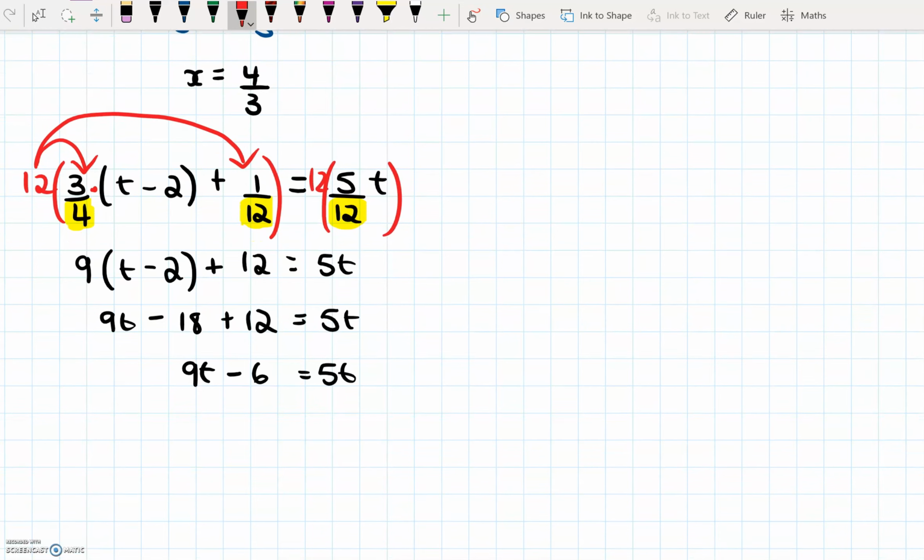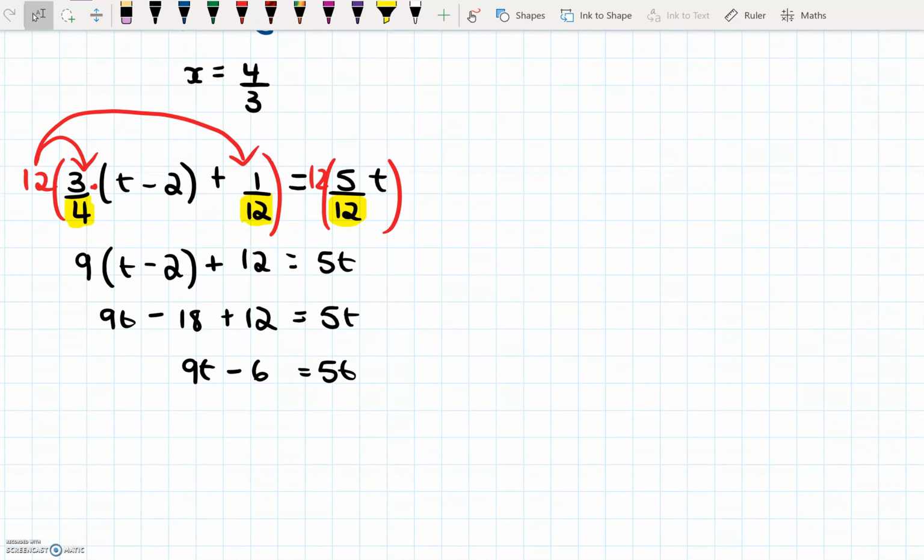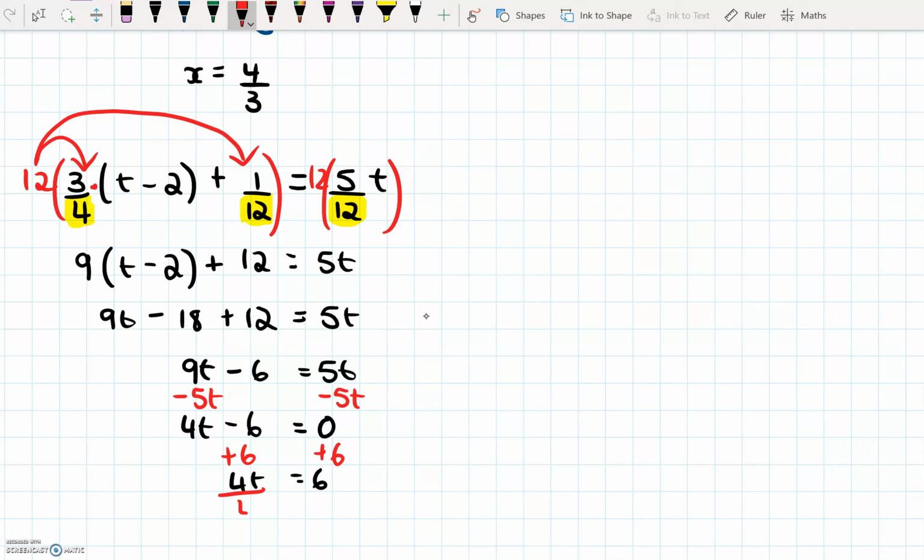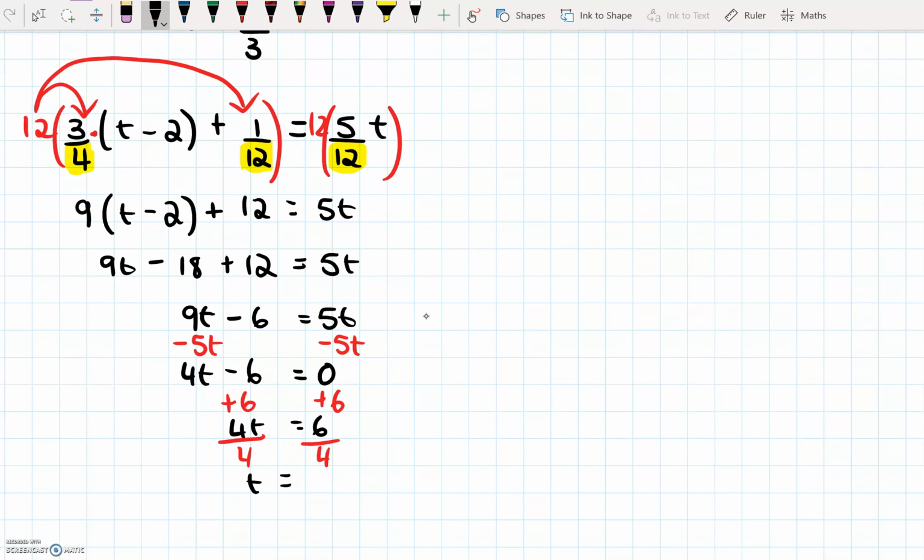Remember I said here, pick the smaller variable, so the smaller one is the 5t, so we're going to minus 5t from both sides. So we get 4t minus 6 equals 0, plus 6 on both sides. 4t is equal to 6, divide by 4, and we are going to get t is equal to 6 over 4, or t is equal to 3 over 2. Okay, you don't need to change this to 1.5.